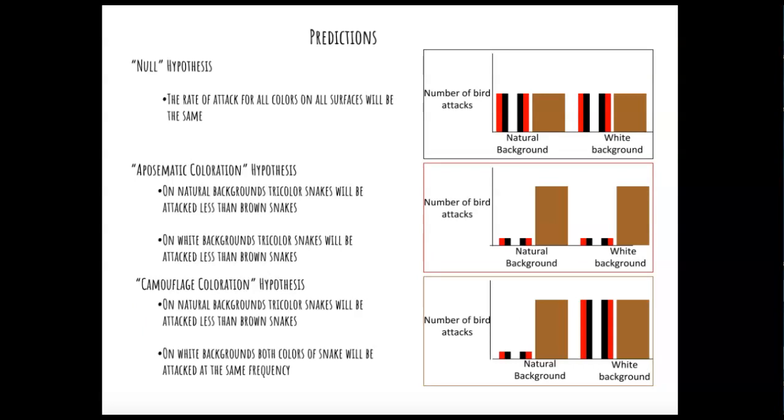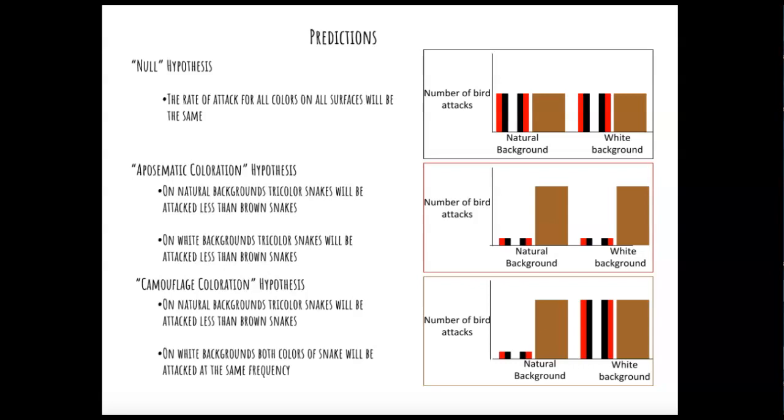So when we make a hypothesis, we need to know what it would look like if the null hypothesis were true or if either of the alternative hypotheses were true. So the first is the null hypothesis, which is that the rate of attack for all colors on all surfaces is the same. So whether the snake is tricolored or natural, and whether it's on a natural or a white background, they should receive the same number of bird attacks. The aposematic coloration hypothesis is that on natural backgrounds, and also on a white background, tricolor snakes will be attacked less than brown snakes.